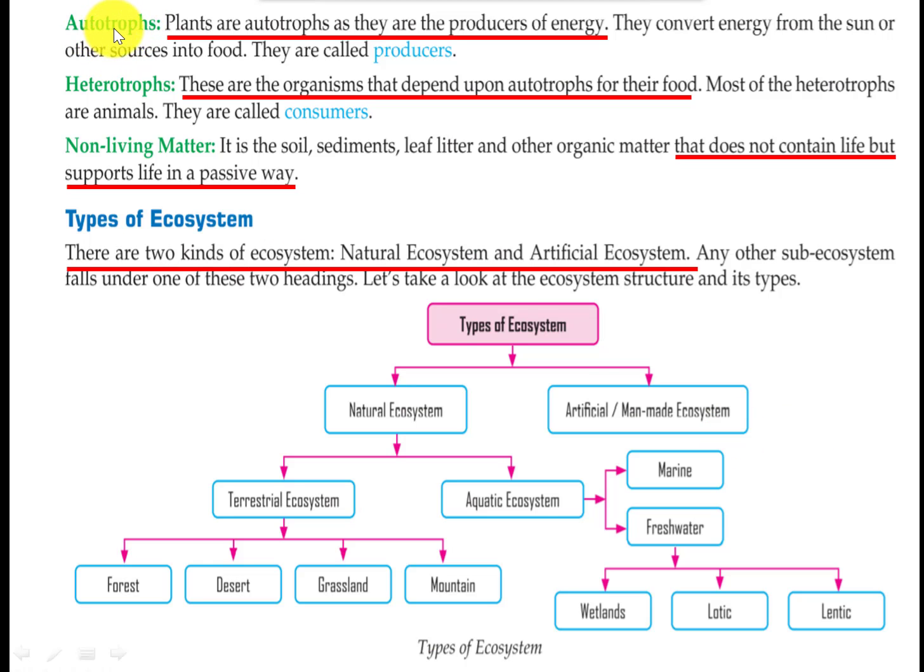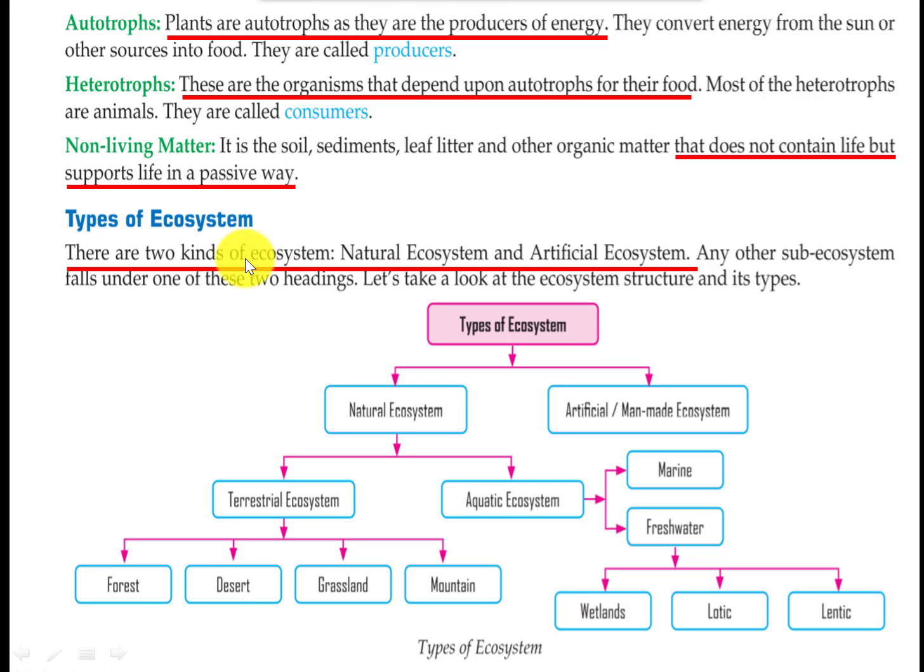Autotrophs. Plants are autotrophs as they are the producers of energy. They are called producers. And heterotrophs are the organisms that depend upon autotrophs for their food, like animals. Plants are producers, and because animals consume plants, they are consumers. Then non-living matter, which doesn't contain life but supports life in a passive way. It is the soil, sediments, leaf litter and other organic matter.